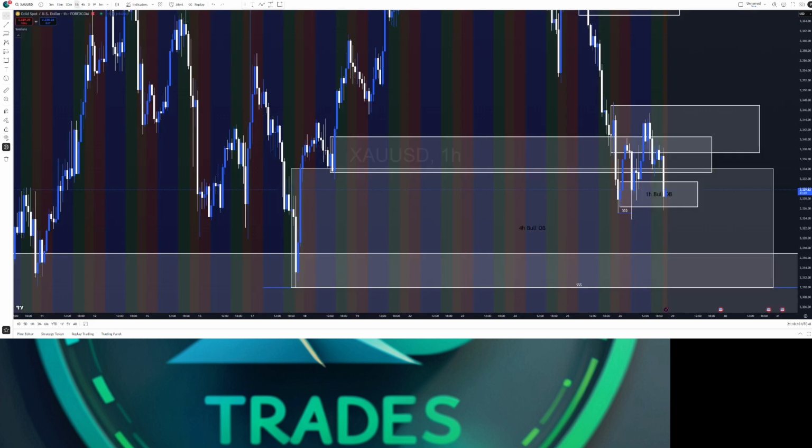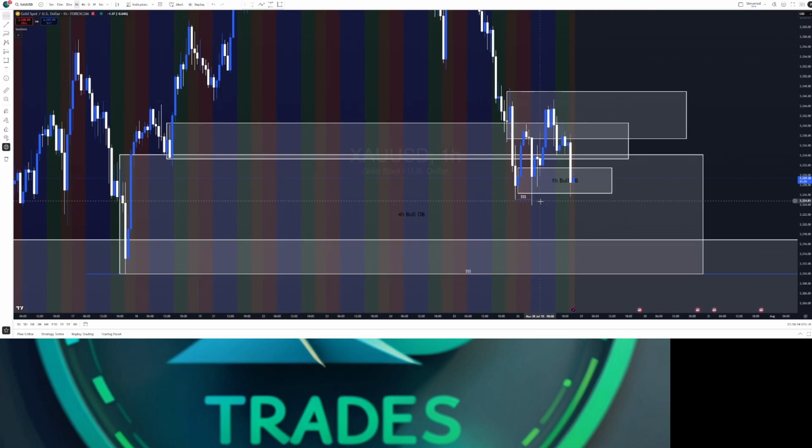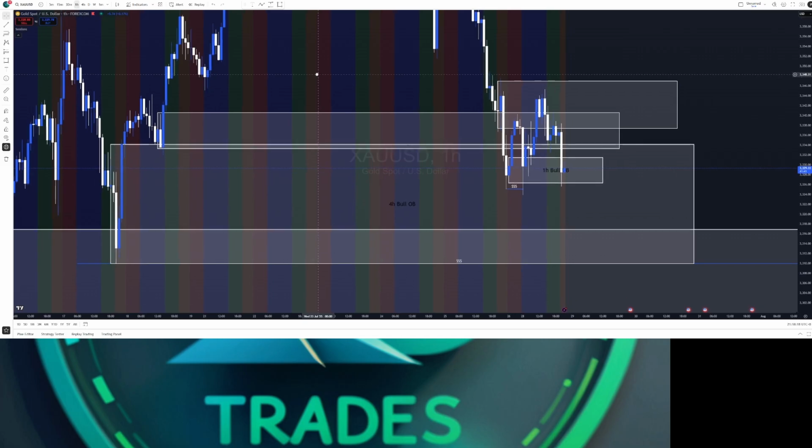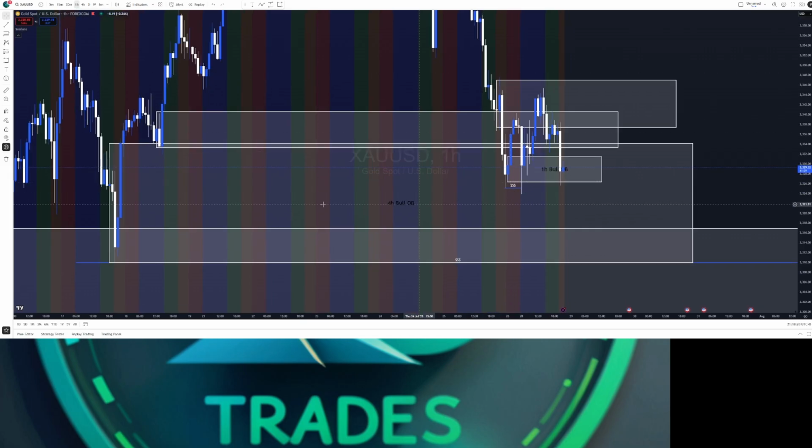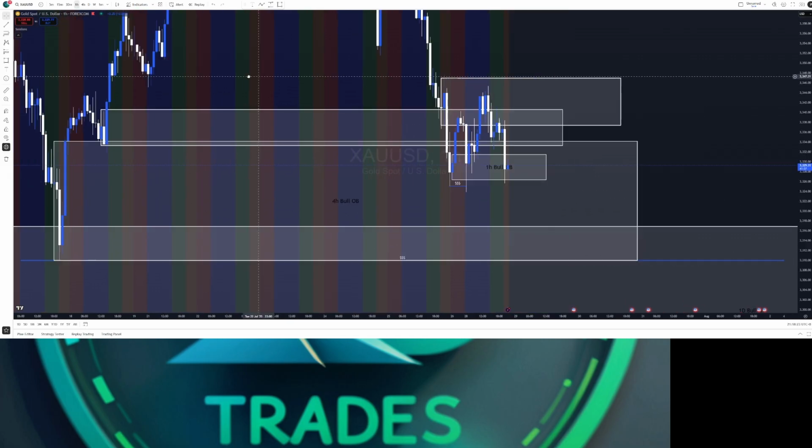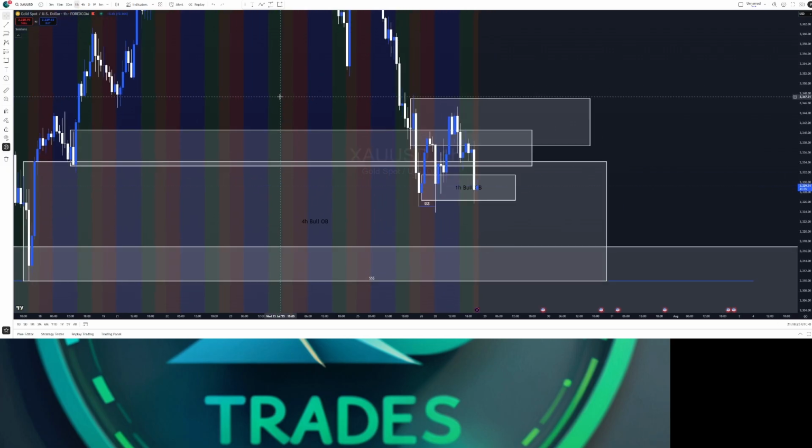Hey traders, let's take a look at a trade that I took on Gold. So here you can see that on the 4 hours, price did a double sweep, and on the 1 hour, okay, the double sweep, right, but price did not go to the extreme yet. So yes, there's a double sweep, and afterwards price came up to mitigate this 1 hour bearish order block.